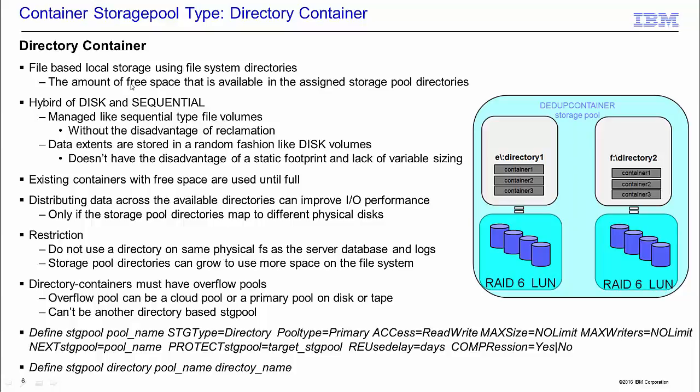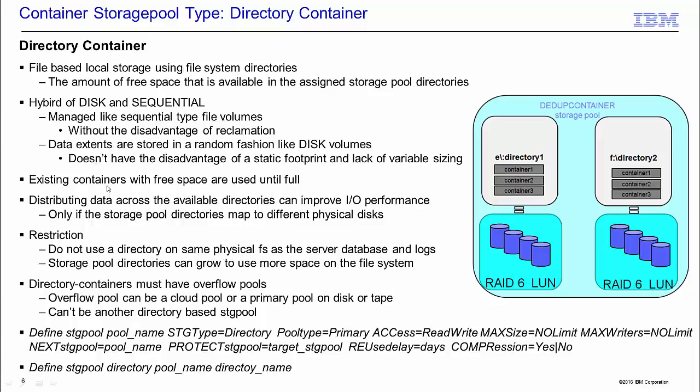So when you assign a directory to a directory container, we assume all of the space in there is for our utilization to store data on. The directory containers are a hybrid of the disk and sequential that you would have known from our legacy storage pools. So they're managed like a sequential type file volume, but we don't have to deal with reclamation. And then data extents are stored in a random fashion like we do on disk volumes, but we don't have the disadvantage of a static footprint and lack of variable sizing.